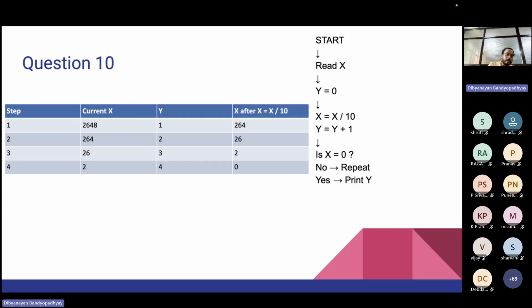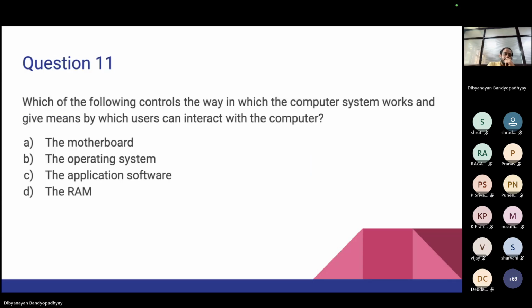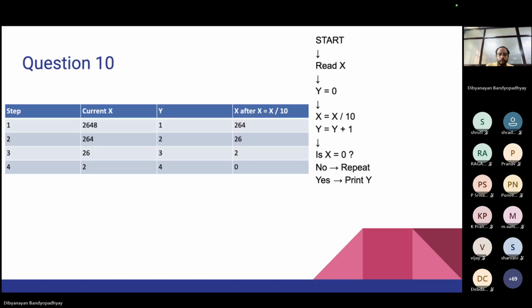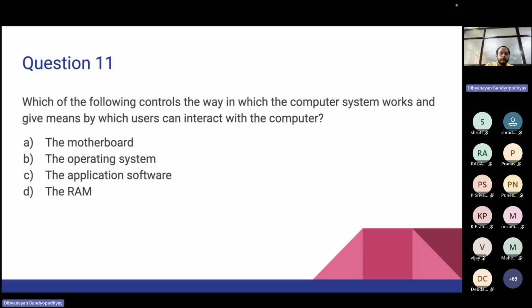So the way to read this flowchart is very simple. You start from this start state, then you read the value that is given. You see the other variables that are declared and assign their values. For a complex flowchart, I suggest you keep this kind of table, because this will be very important. Yeah, any questions? That algorithm is basically to calculate the number of digits, right? Yes, correct.